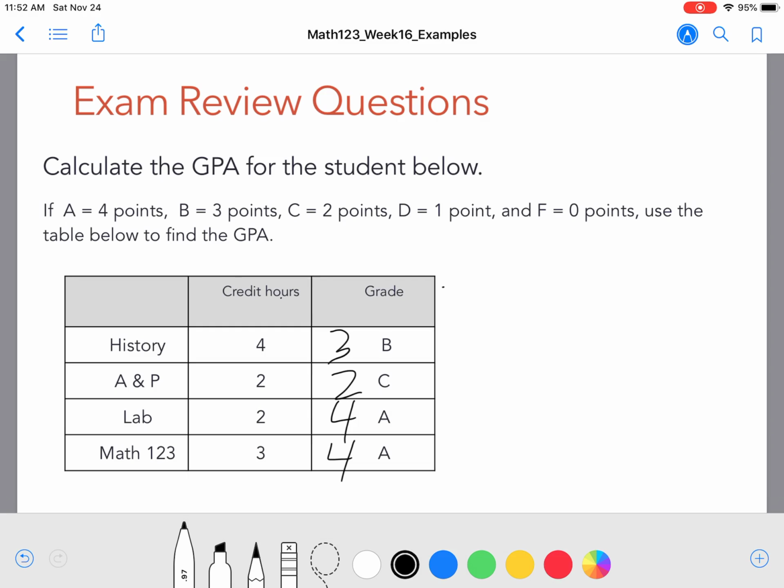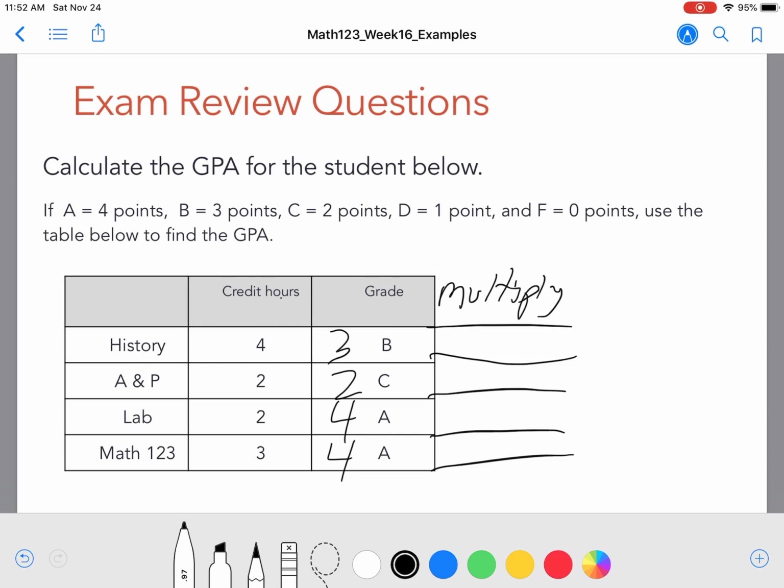Okay. So then what we normally do here is we create a little column called multiply, and then we just multiply. So let me draw some little columns there. So 4 times 3 is 12, 2 times 2 is 4, 2 times 4 is 8, and 3 times 4 is 12. Whoops. Okay, let me make sure I did all those right. 4 times 3 is 12, 2 times, okay.